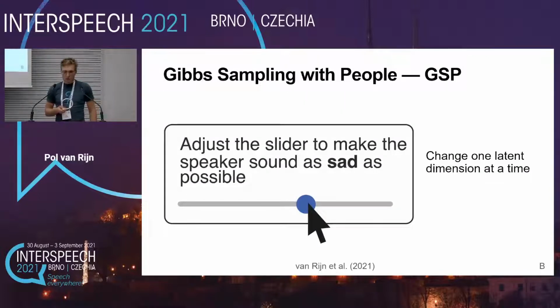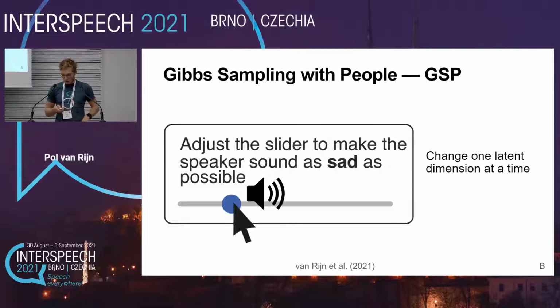Gibbs sampling with people, short GSP, is an adaptive procedure that allows participants to iteratively change one latent acoustic dimension at a time. The participant sees a slider with the prompt to adjust the slider to make the speaker, in this case, sound as sad as possible. By moving the slider, we change one dimension at a time while all other dimensions stay constant. When the participant releases the slider, the recording plays, and this reflects the current slider position.